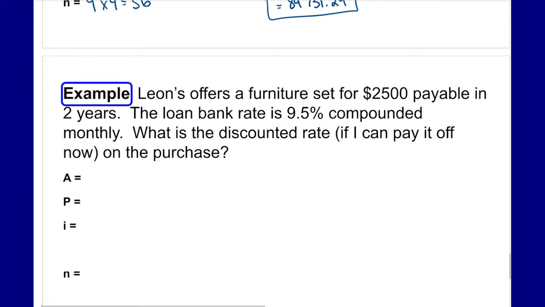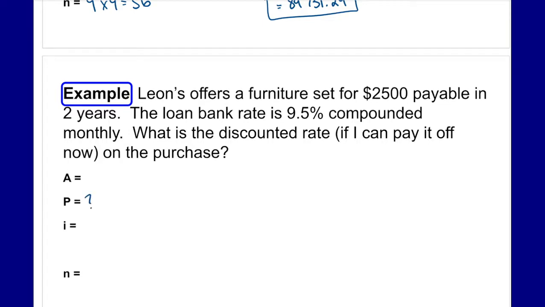The next example: Leon's offers a furniture set for $2,500 payable in 2 years. The loan bank rate is 9.5% compounded monthly. What is the discounted rate if I pay it off now on the purchase? So that's the $2,500 at the end of the 2 years, with the interest put into that. If I wanted to pay it off now, what would it actually be? I have to take off those interest payments, essentially.